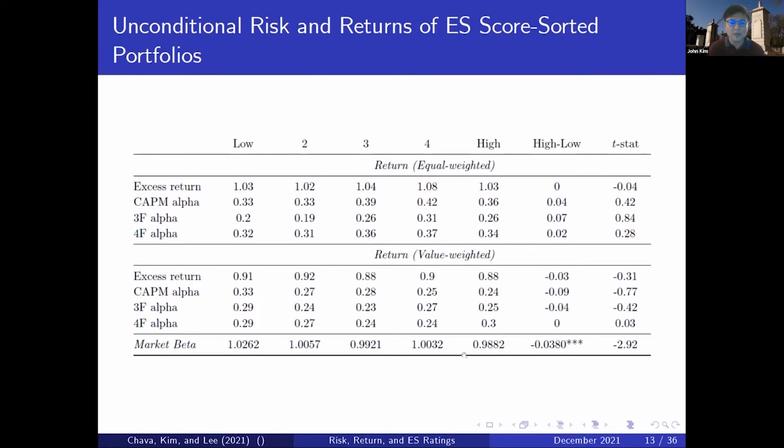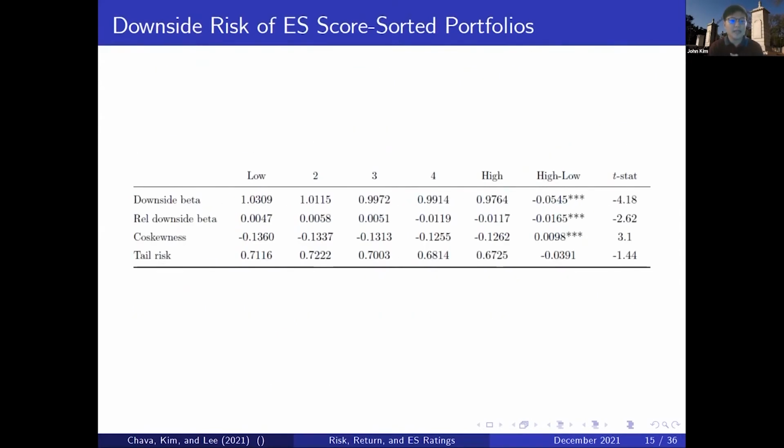On the other hand, if you look at the market beta, you find that the high ES portfolios tend to have statistically significantly lower market beta over the next 12 months. So this is something we'll come back to. We repeat the last analysis with the downside risk measures that we proposed, and we find consistent evidence that high ES portfolios tend to have a low downside risk based on all the four measures that we consider in the paper. Just want to note that with coskewness, high coskewness tends to correspond to low downside risk, so everything is consistent with what we find based on other measures.